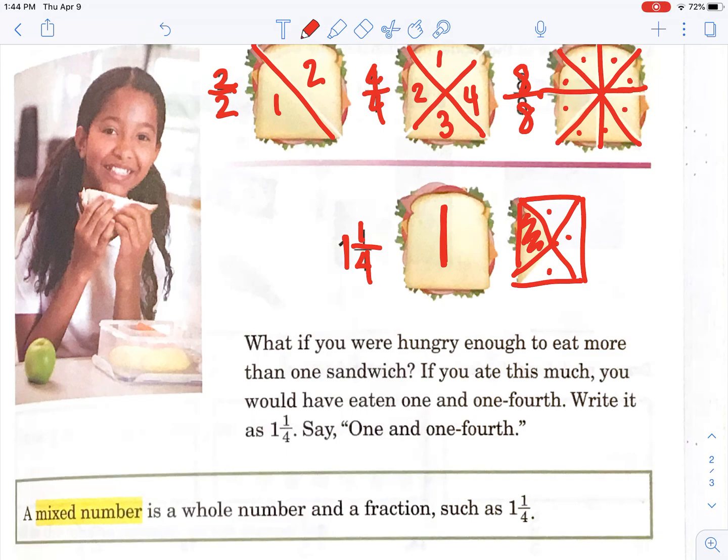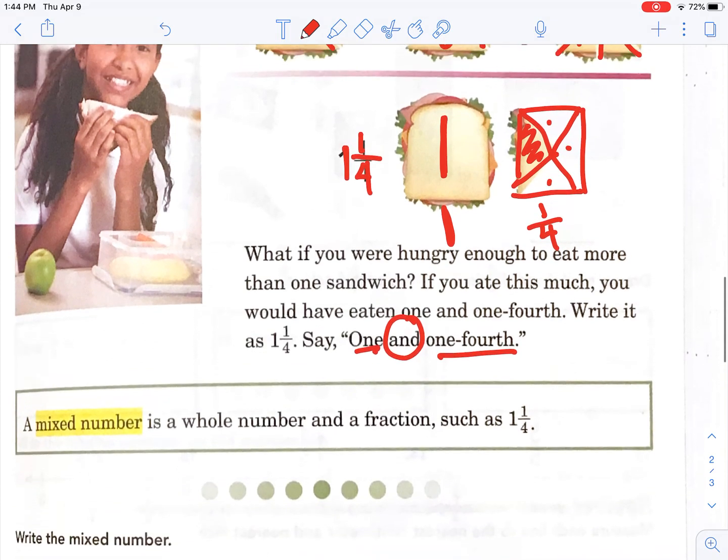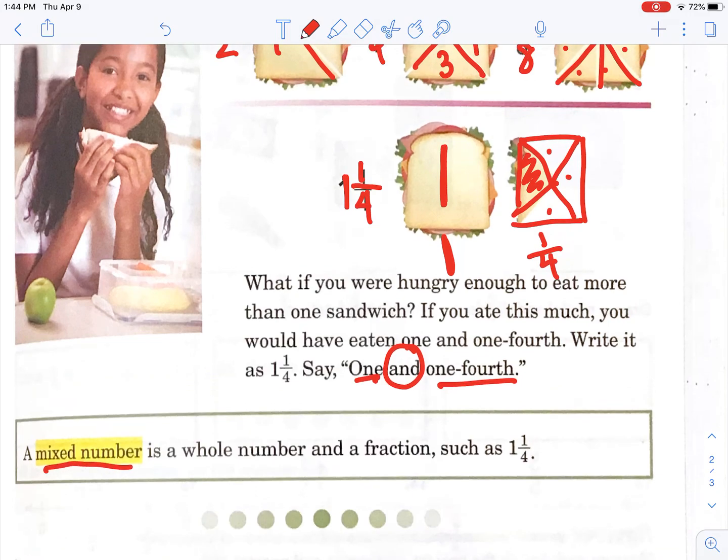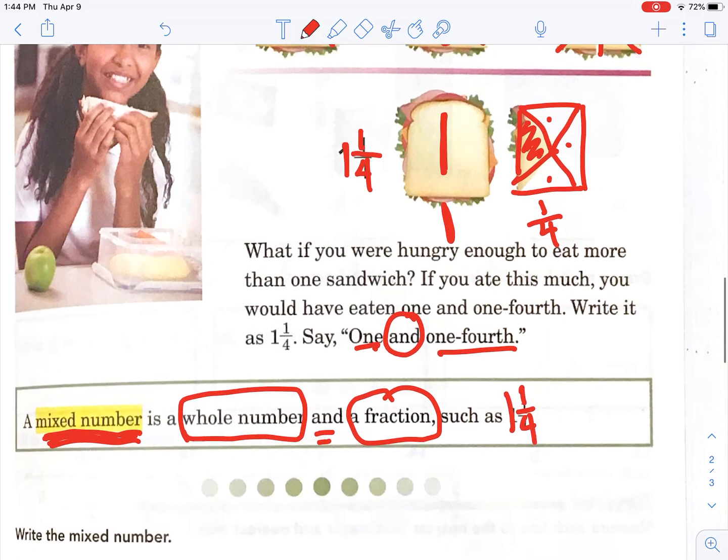What if you were hungry enough to eat more than 1 sandwich? If you ate this much, you would have eaten 1 and 1/4. Write it and say 1 and 1/4. Awesome. So read this with me. A mixed number, let's do it again. Some of you didn't say it. A mixed number is a whole number and a fraction, such as 1 and 1/4.